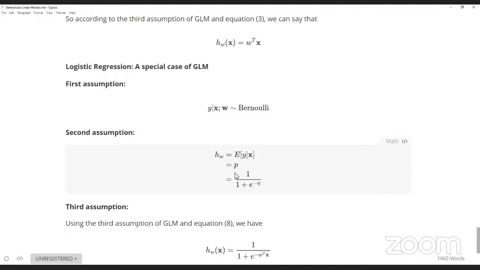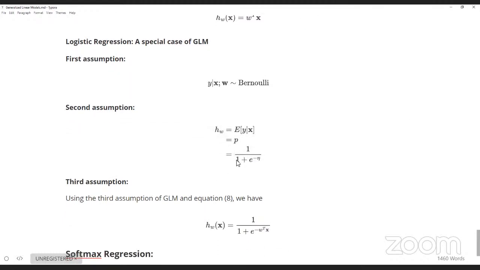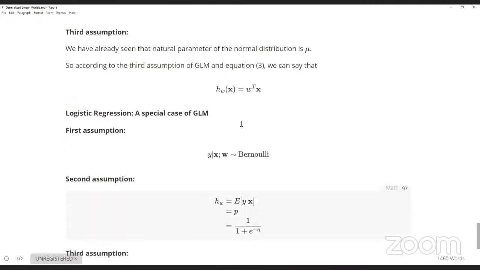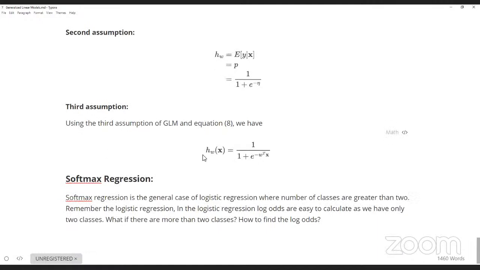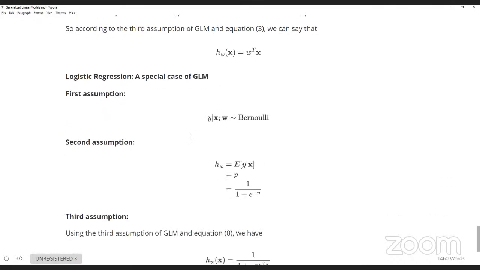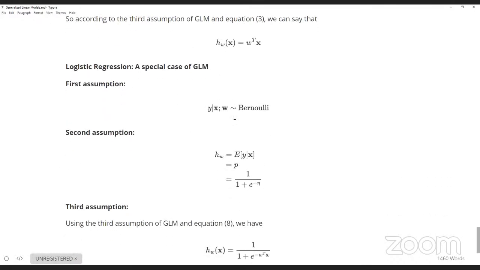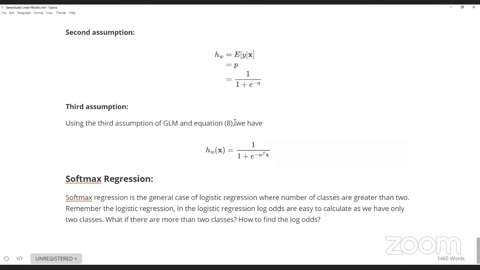In the case of Bernoulli, eta comes out to be the log odds. From there, we can find out the value of P. P comes out to be 1 upon 1 plus e raised to the power minus eta. Why are we doing this? Because the third assumption makes an assumption about eta, so we are converting this model into the form of eta. The third assumption says that eta is linearly related, right? So from that assumption, the model of logistic regression is nothing but 1 upon 1 plus e raised to the power minus W transpose x. So using all these three assumptions, we have seen that logistic regression is again a part of generalized linear models.